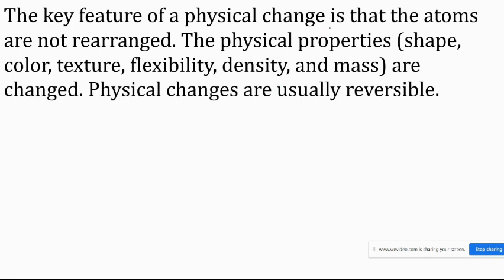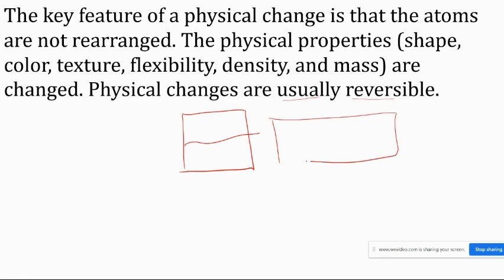Key feature of a physical change is that the atoms are not rearranged. Physical properties then are going to include shape, color, texture, flexibility, density, mass. Physical changes are usually reversible. Okay. You could even take a piece of paper and tear it. We could take that paper and soak it in water and reform it into paper and let it dry.